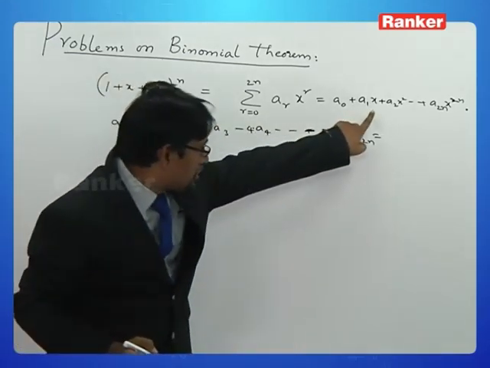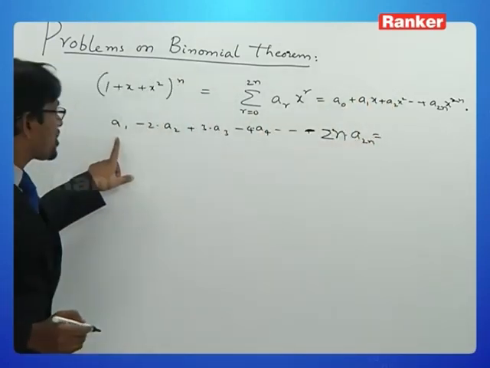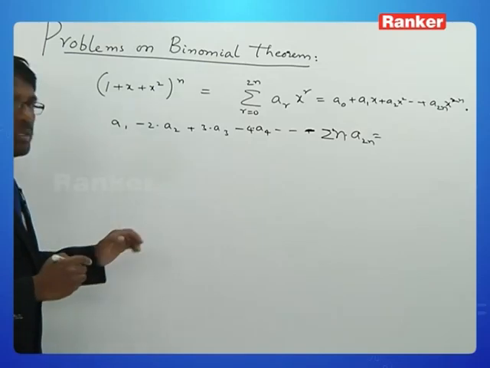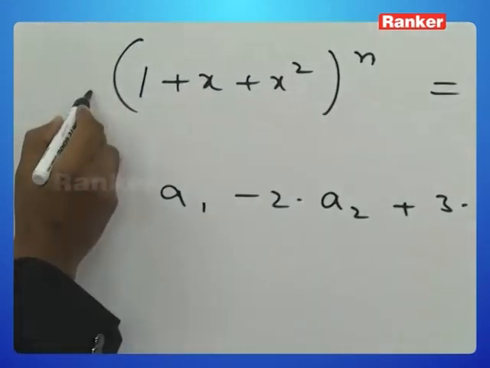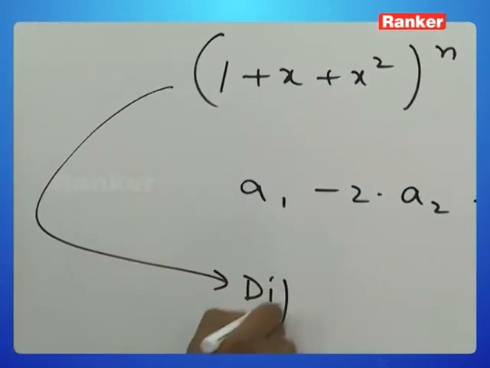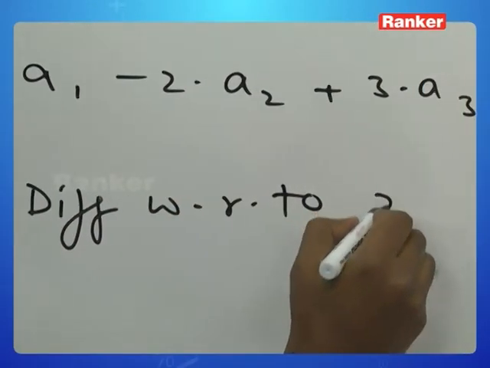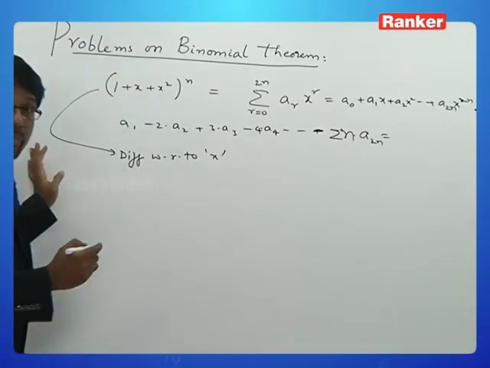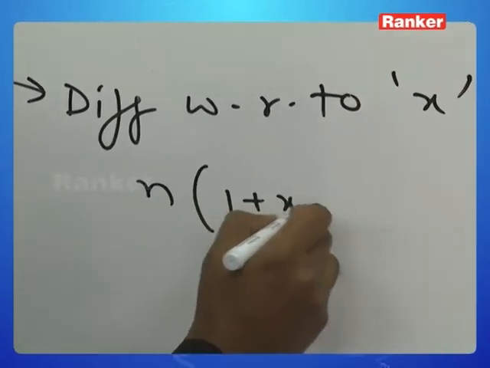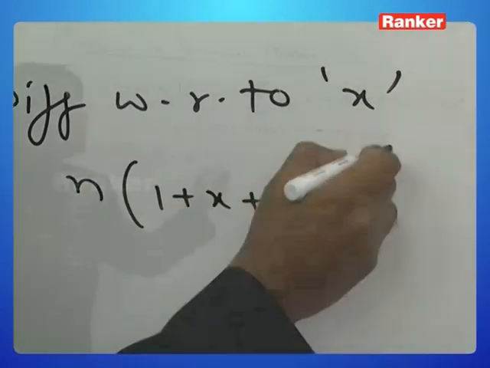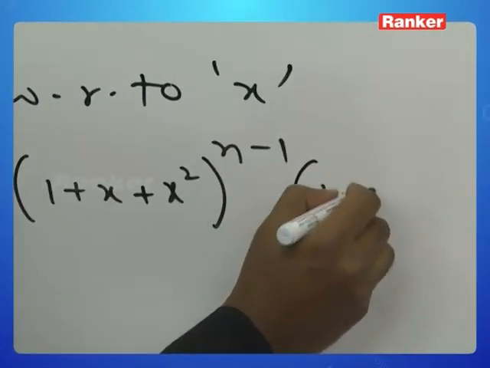Now observe that it is 2 into a2, 1 into a1 that is being asked here, but with an alternating sign pattern. So what we do is, we first differentiate both sides of this expression with respect to x. So what do we get here? On the LHS we get n into (1 plus x square) raised to the power n minus 1 into, now the derivative of 1 plus x square, that is equal to 1 plus 2x.